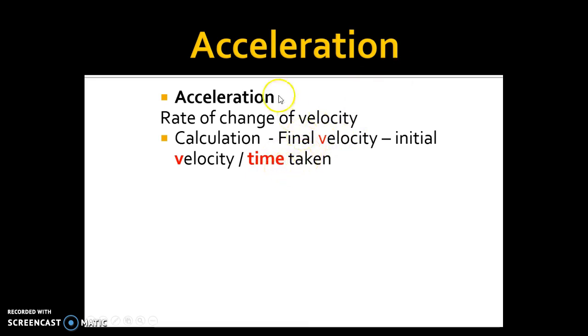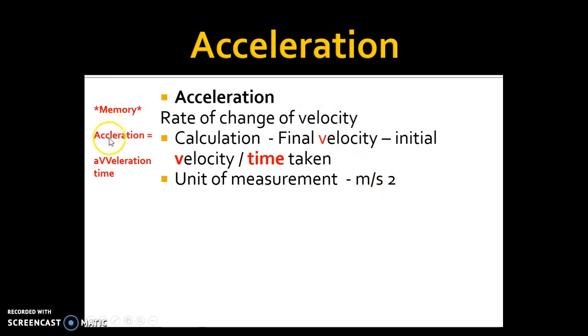The first thing I wanted to do is, in order to make sure you don't forget what this is, I've put a little memory method here. I've highlighted the V and the V, and then put the time in red as well. So when it comes up in the exam, if it gives you some figures and asks you to work out the acceleration of a sprinter, for example, always remember the calculation you should use. The unit of measurement used is meters per second squared.